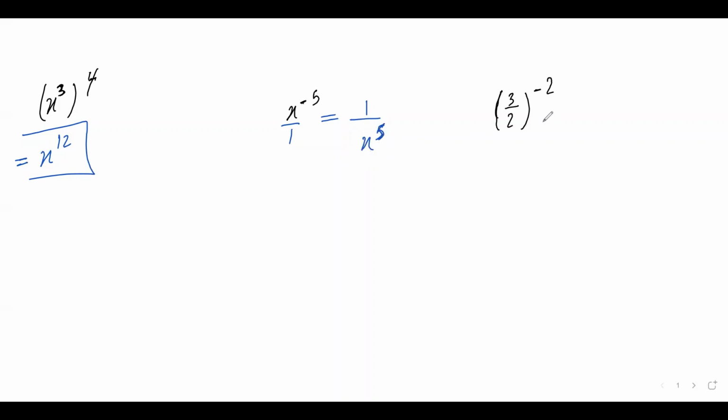So let's do another one. 3 over 2 to the power of negative 2. So I have a negative exponent. Again, I want to change it to a positive exponent. So I have to write down the reciprocal of the power. The reciprocal of 3 over 2 is just 2 over 3. And we change the sign of the exponent, so negative 2 becomes positive 2. So that's our answer.